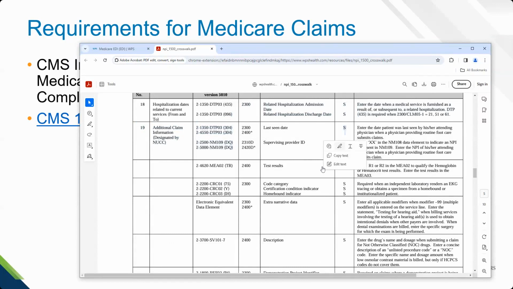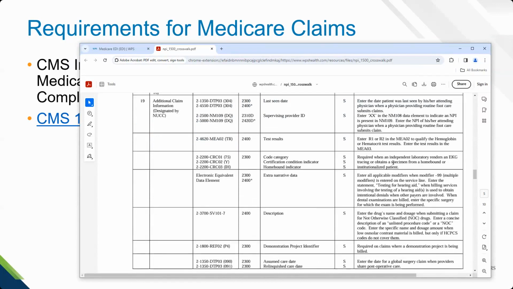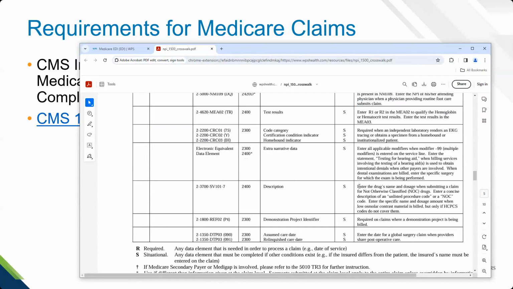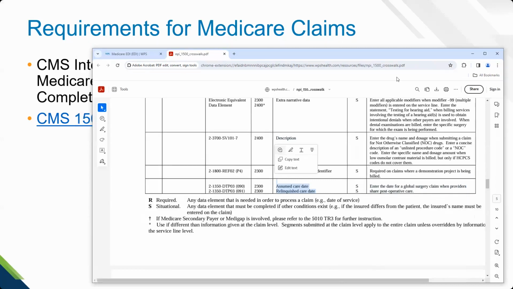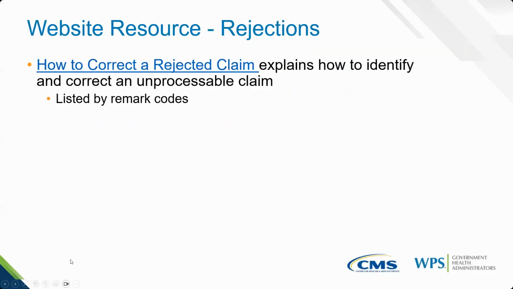You don't need it for every claim, but if this information over in the far right column applies, if you're using an NOC code for a drug, for example, you have to pay attention to this, and you have to determine then what needs to go in item 19. Here's some information for global surgery. Some of you might be billing global surgery. I'm doing a webinar on Thursday for global surgery. This is where you put the assumed care date and the relinquished care date. So some great information. All right, that is claim form.